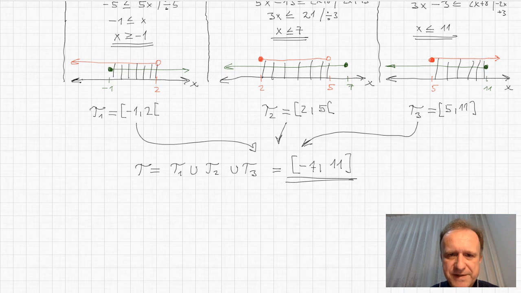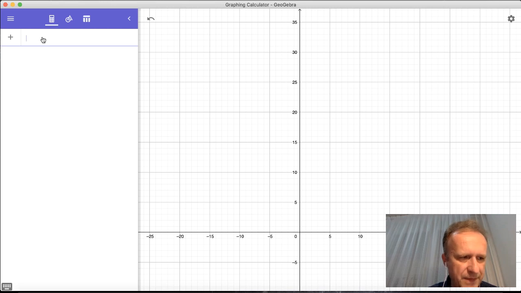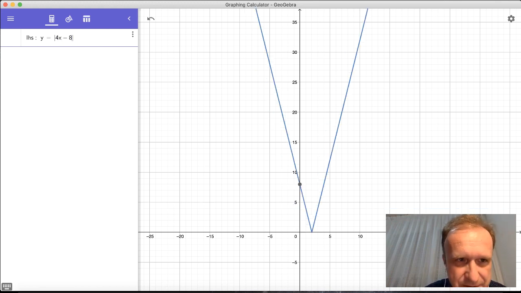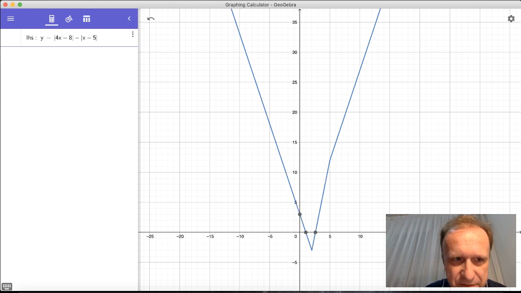Now let us look at the second method of solution, which has to do with using technology. So we need to graph both left-hand side and right-hand side of this inequation. So LHS, left-hand side, has the equation y equals, and now use the ABS bracket, and it replaces it, you see, like I did it, 4x minus 8, so this is the first modulus, minus ABS bracket, and here I have x minus 5. Okay, this is the left-hand side of the expression.